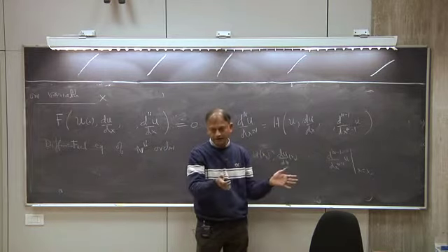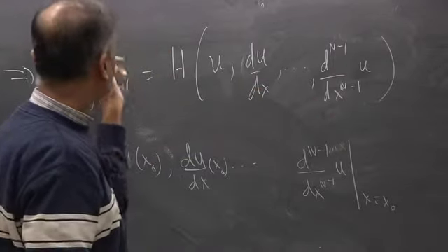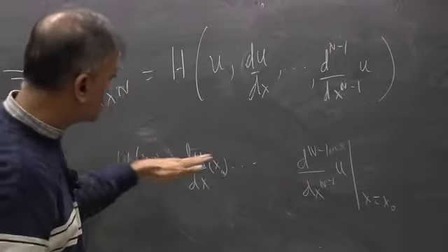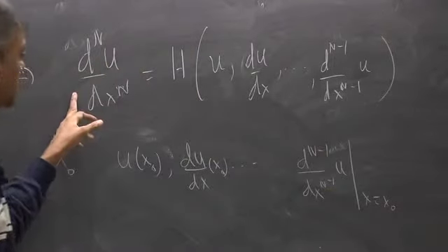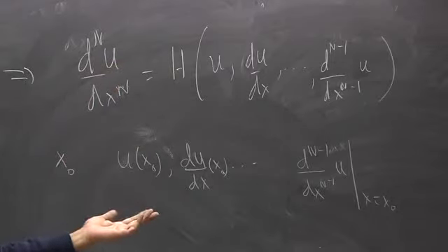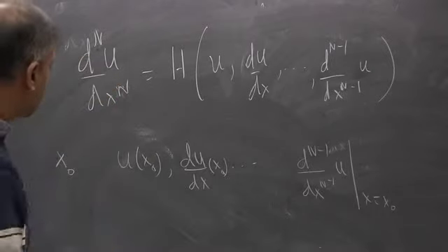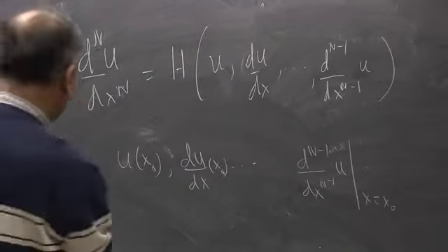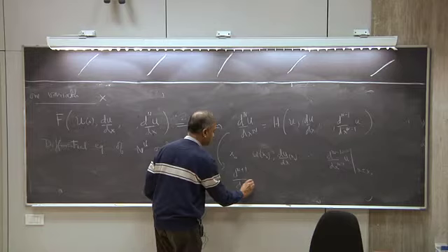These are just some numbers now. If I give you these numbers, I can plug them in here and determine the nth derivative of u. So I need to give this data. If you give me this data, then I can use this equation to determine the nth derivative. In fact, you can determine any number of derivatives recursively, because once I determine the nth derivative from this equation, I can just take one more derivative of this entire equation. If I take one more derivative, I will get d^(n+1)/dx^(n+1) u, and on the right hand side you will get what?